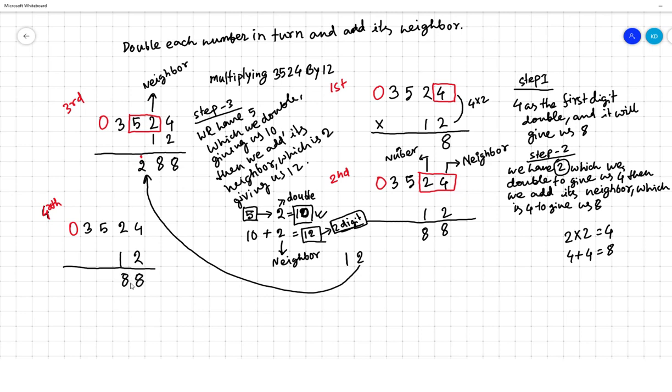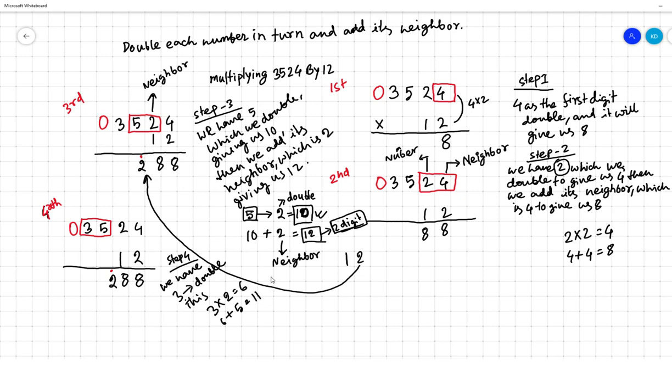This is again the fourth step. Repeat this process. Now this is 35. Neighbor and number concept is clear here. So step 4. We have 3. So double this 3. 3 into 2 is equal to 6 plus neighbor, add neighbor 5. This gives us 11.